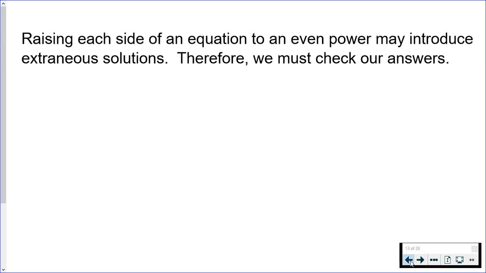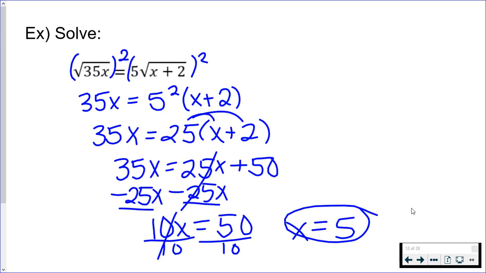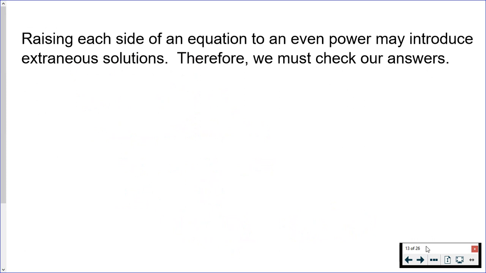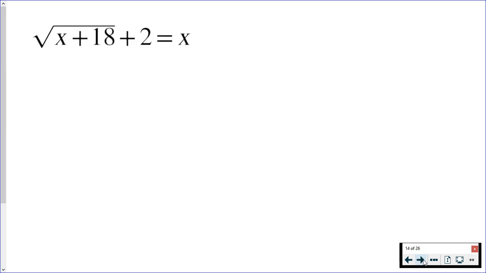So I'm going to spare us some time and let you know that x equals 5 does work. What you would do is replace both x's in the original equation with 5 and see if the left-hand side is equal to the right-hand side. And I'm letting you know that it is true. So x equals 5 is the correct answer. But I will demonstrate how to actually check your answers in this next one.